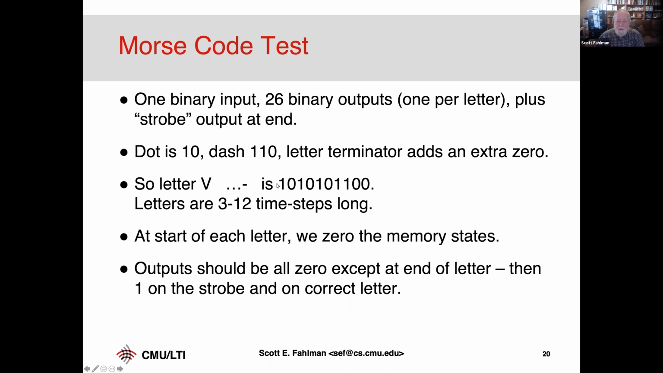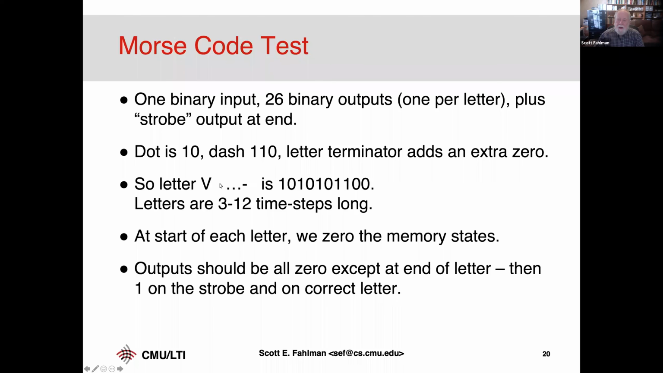So we're giving it these Morse code sequences. At the start of each letter, we zero the memory states, so there's no carryover from one letter to the other. After you see this 0, 0, it generates a signal that says start over. And what we want is the outputs are all 0 while a letter is coming in, and then at the end of the letter, it produces a 1 on the strobe, which says this is the end of the letter, reset the weights. And we want the correct letter to be high.